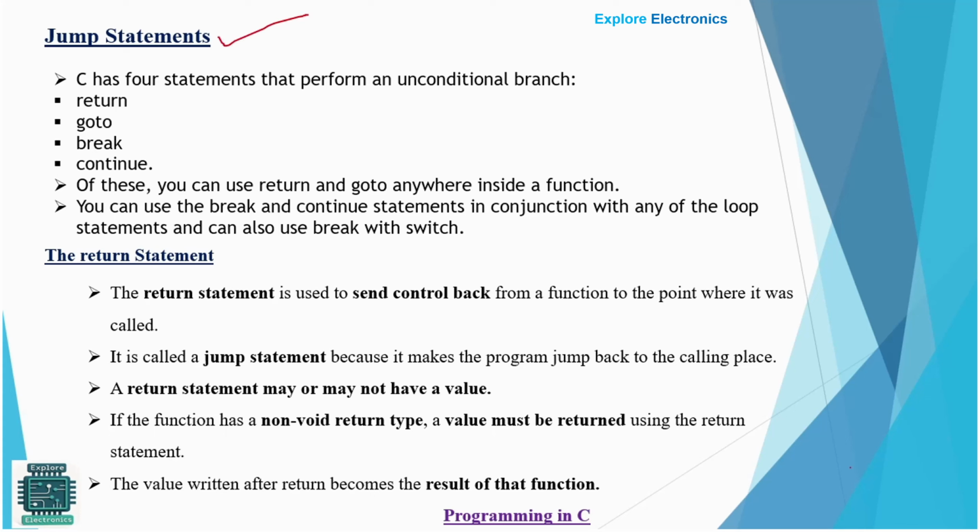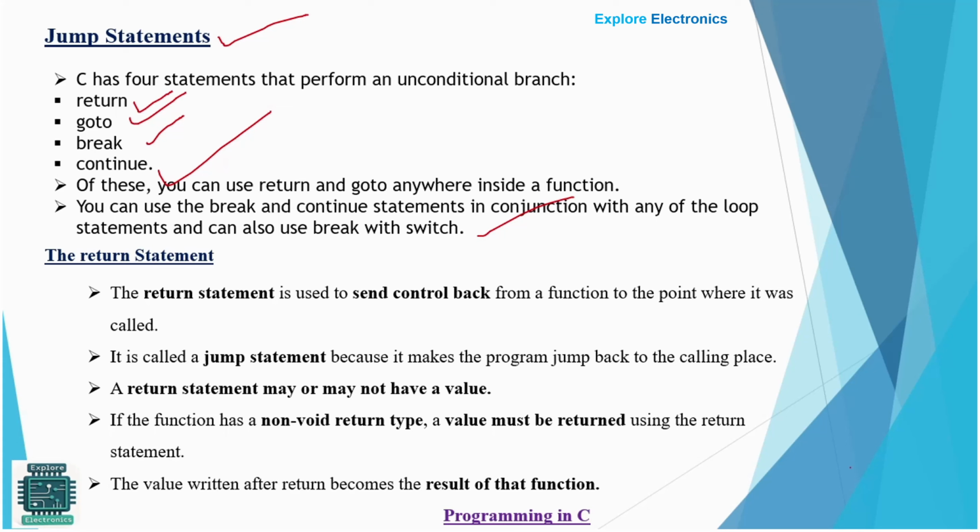C has four statements that perform an unconditional branch. They are return, goto, break, and continue. You can use the break and continue statements in conjunction with any of the loop statements, and you can also use break with switch. This is about jump statements. Now let us see them one by one with a program example.